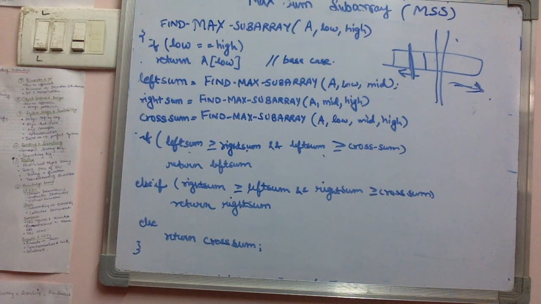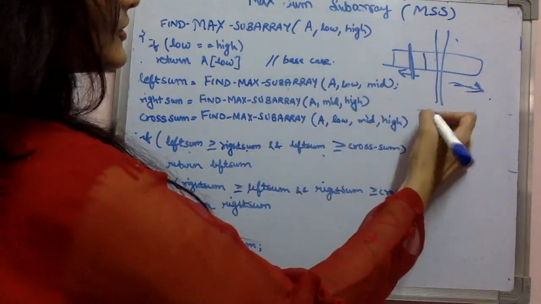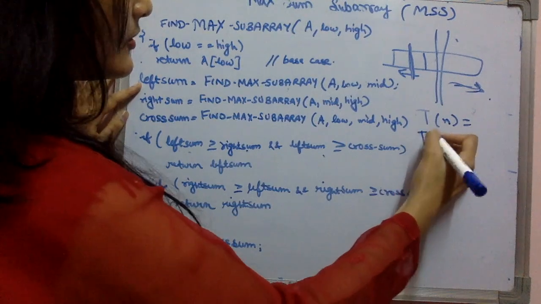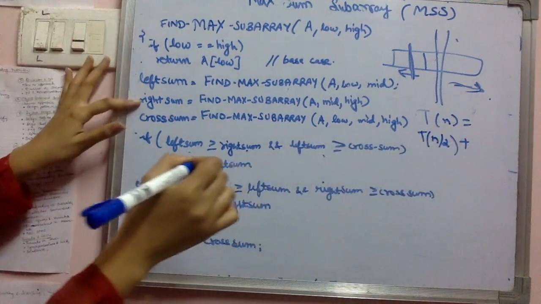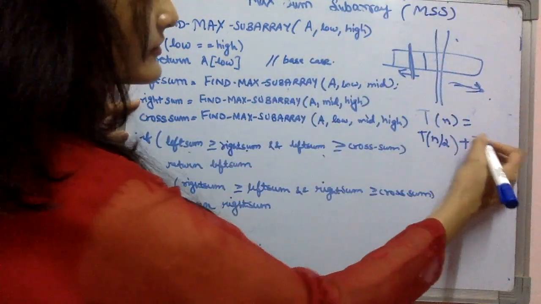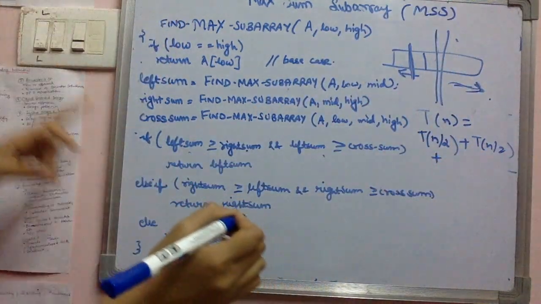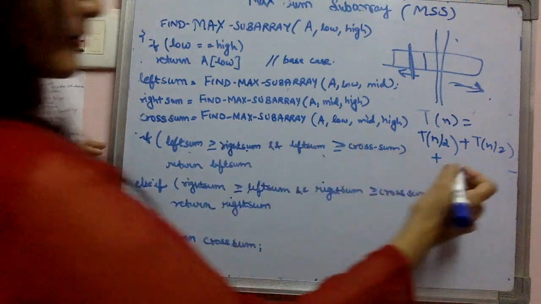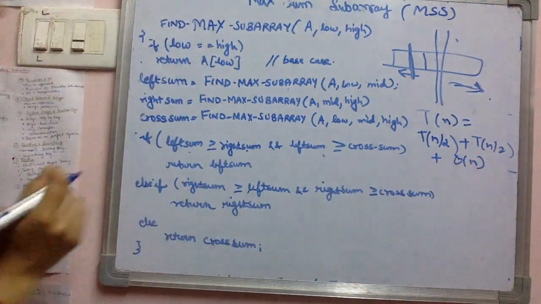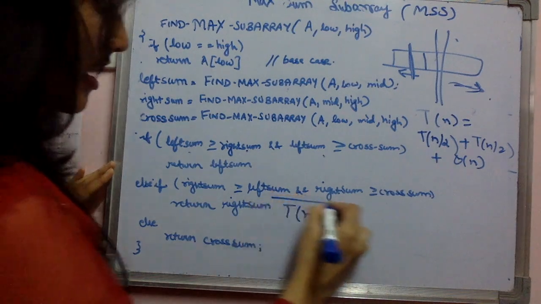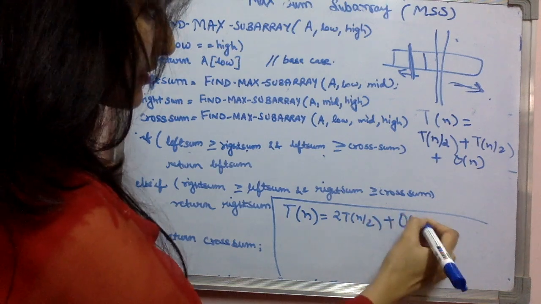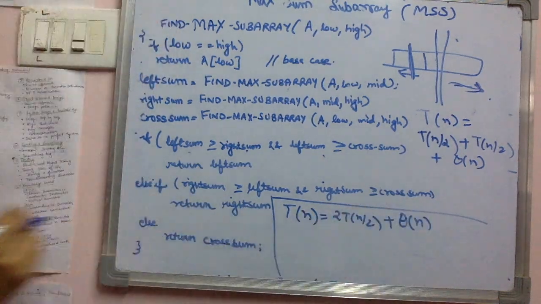So let's discuss its time complexity quickly. If you want to form our hypothesis, T of n equals 2T(n/2), since it is dividing into a left half, and T(n/2) for the right half, plus this cross sum. This algorithm takes order of n time, as we just saw. So basically our recurrence relation will be 2T(n/2) plus order of n. We can say it as theta of n as well.